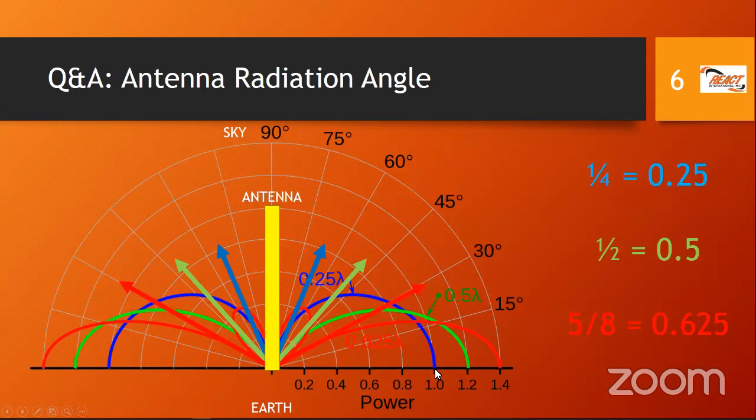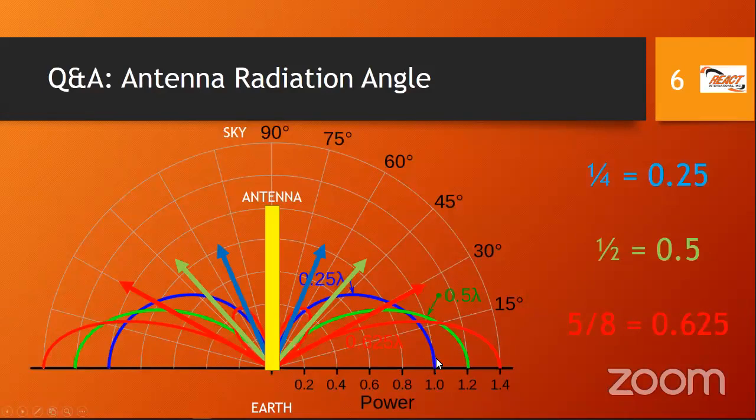But if we use a half wavelength antenna, the radiation angle is lower. That's the green line here. So notice that the lower radiation angle will cause the signal to travel even further. And lastly, our 5/8 wave antenna is the red line. Notice a very low radiation angle. And commensurately, we notice that the signal travels even further.